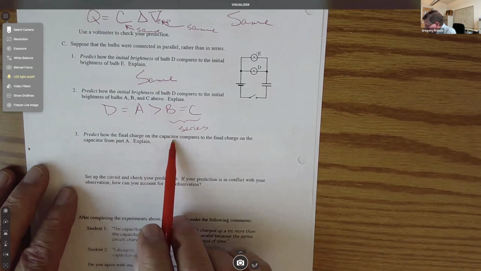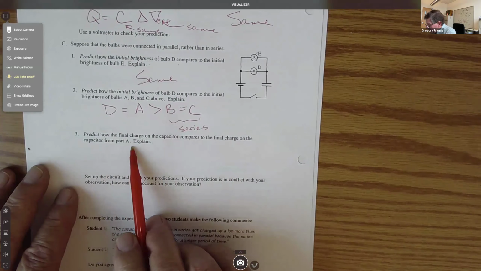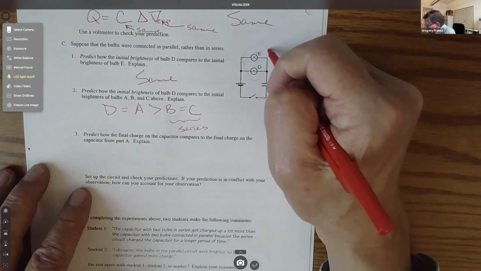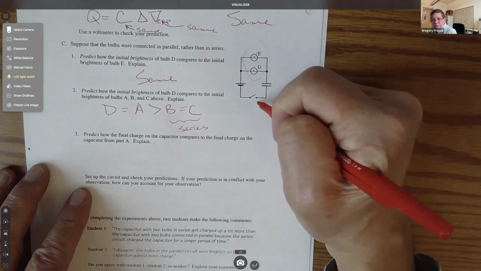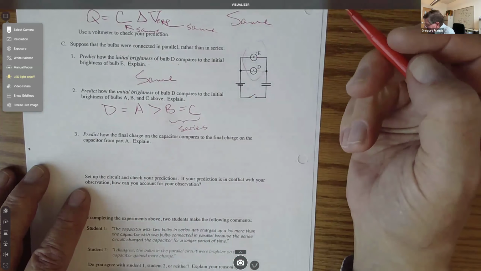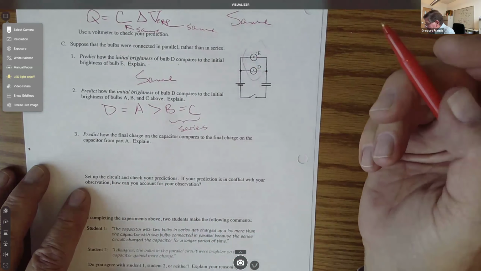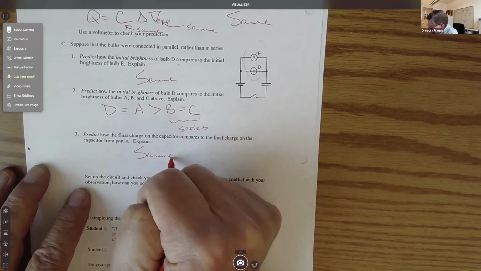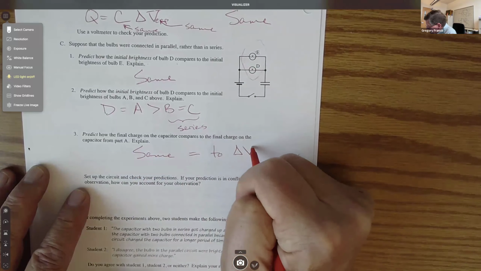Predict how the final charge on the capacitor compares to the final charge on the capacitor from part A. Well, again, once these go dark, there's 0 volts across them. Any path from one side of the battery to the other has to have the same drop that we have rise over the battery. And so that means it's going to be equal to the battery voltage.